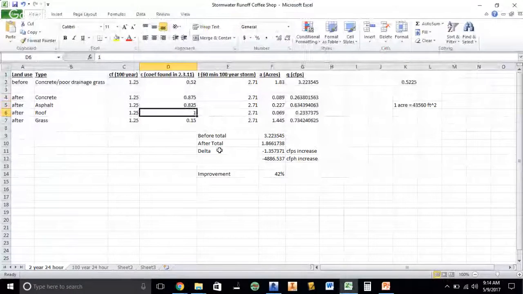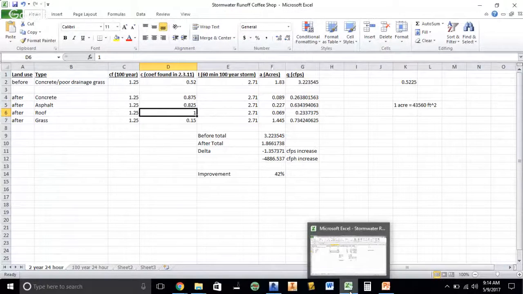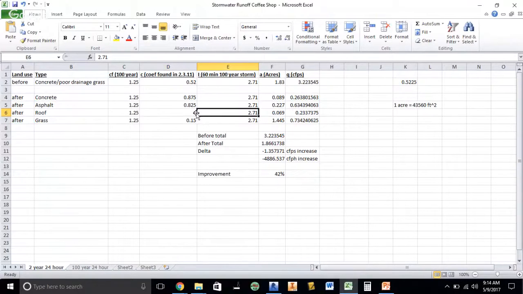The roof, they say to do 0.95 for a coefficient, but I don't see how that's true. If rain is going on your roof, it's going right off of it. There's going to be none of it, there's all of it is going to run off. So 100% of it, I just said, okay, roof should just be 100%.